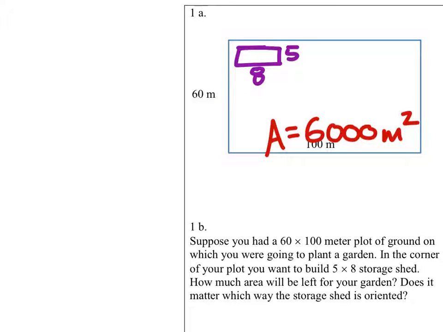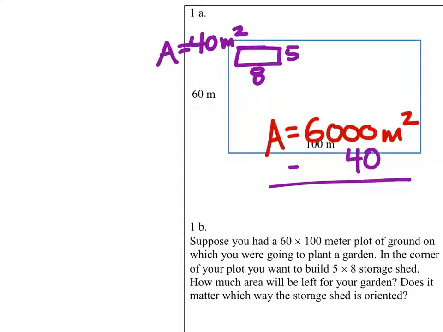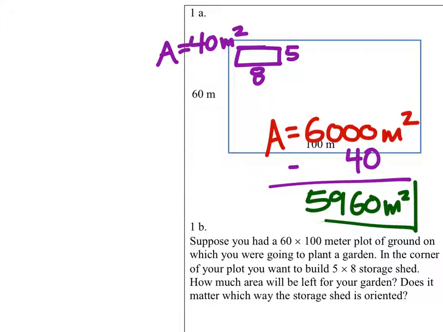Well, what is the area of that storage shed? 40 square meters, right? 8 times 5 is 40. Now, what we need to do is that portion, can it be used for garden? No, because it's a shed. So we need to subtract that 40 off of the 6,000 square meters, which leaves us with 5,960 square meters left. Now the next question is interesting.